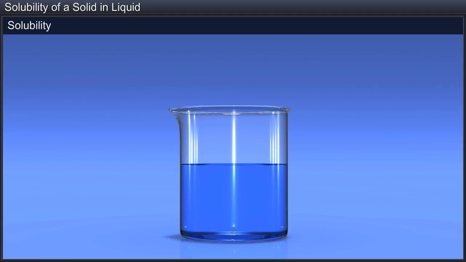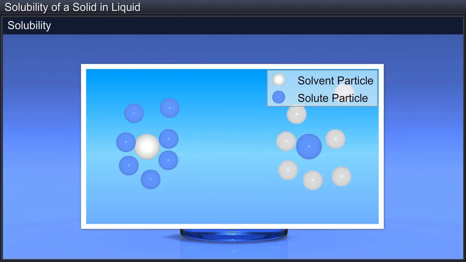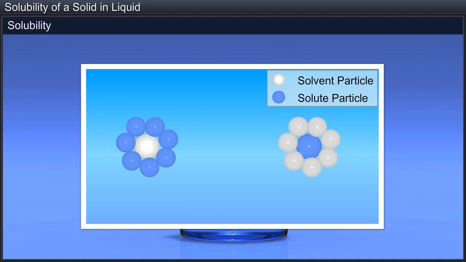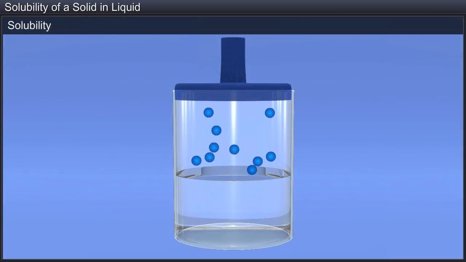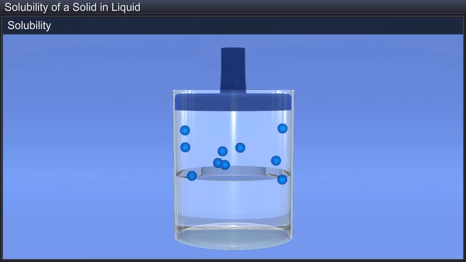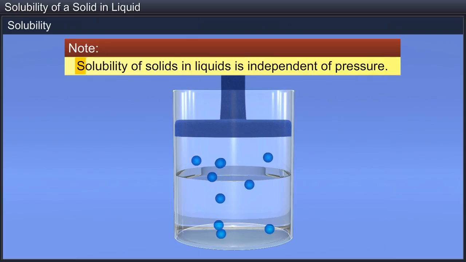Solubility is the result of an interaction between particles of the solute and the solvent. Hence, it depends on the nature of the solute and the solvent, as well as on the temperature and pressure. However, note that the solubility of solids in liquids is independent of pressure.